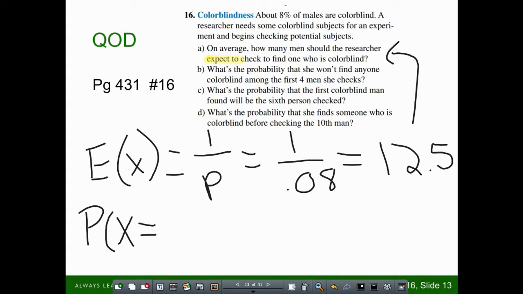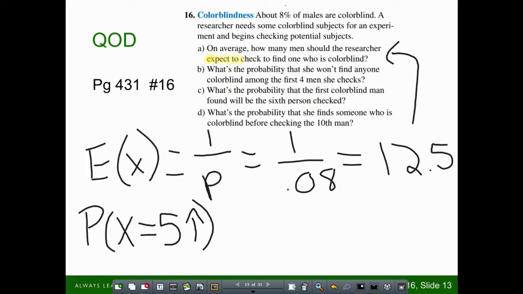So we would say, what could be the first one that she is going to find? If it's not in the first 4, what's the first one after the 4th person? It's going to be the 5th. So we are actually talking about X being 5 or any number above that.